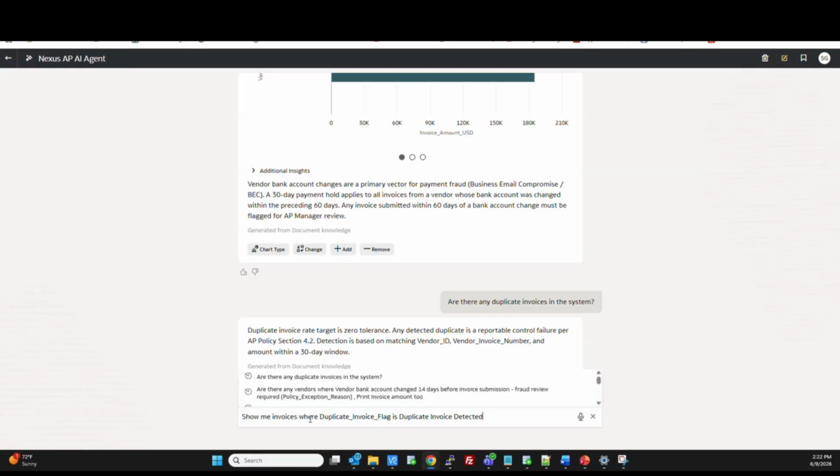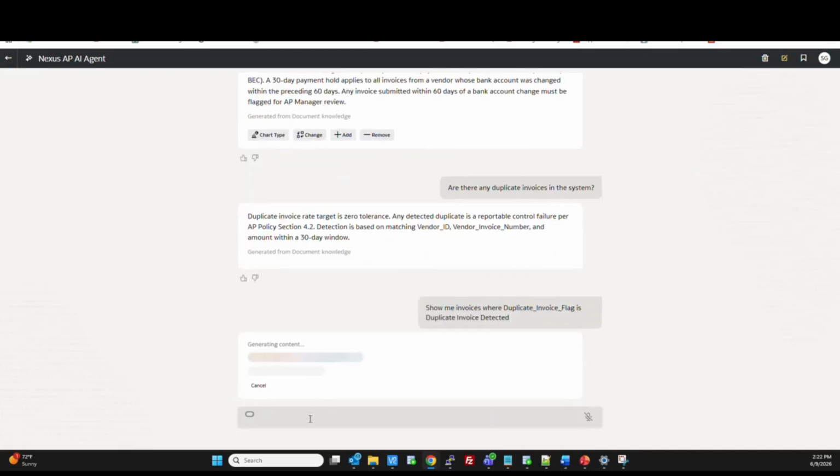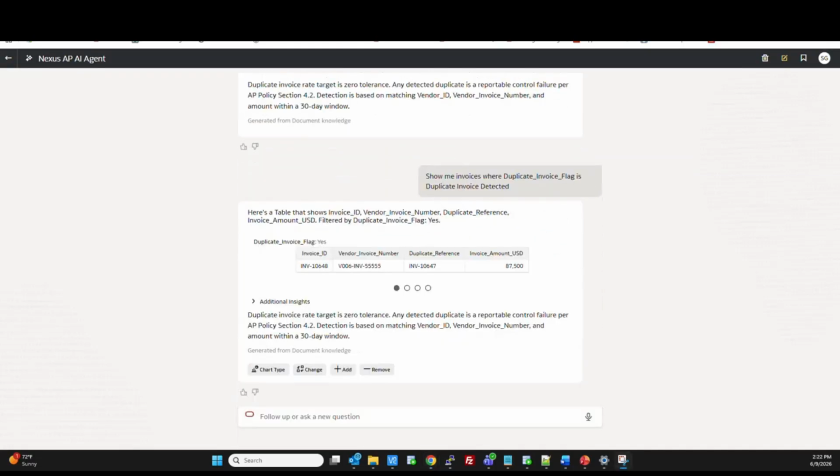Now show me the invoices where the duplicate invoice flag is duplicated. This time the question specifically asked with the duplicate invoice flag. This time the agent detected invoice number INV 10648 as a duplicate invoice, and it also showed that 10648 is a duplicate invoice for 10647.